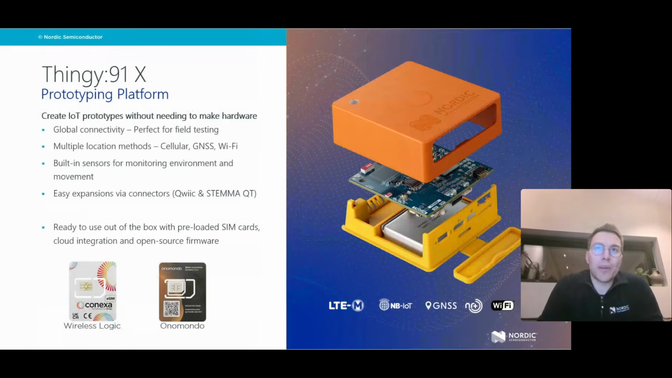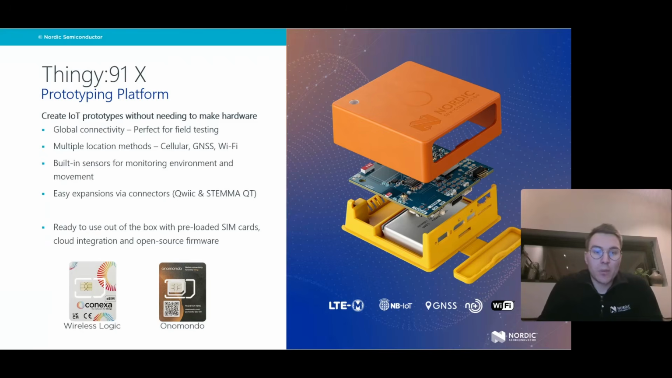In the Thingy 91X box, if you buy this device, you would see that this prototyping platform can be used globally. It communicates through the cellular technologies, LTE-M and NB-IoT, but it also has support for GNSS and also Wi-Fi locationing. We also have built-in sensors for monitoring environment and movement. And it also comes with easy expansions via connectors. So if you need any other peripherals connected to this device, we have the Qwiic and Stemma QT standard supported.